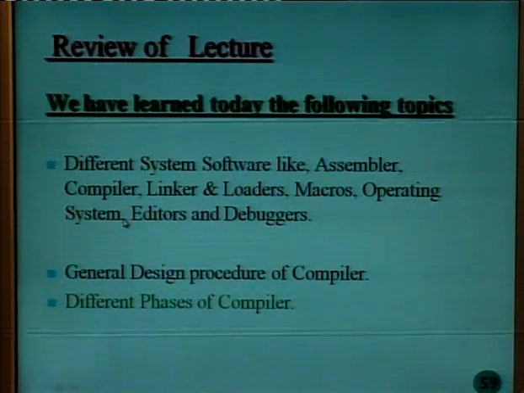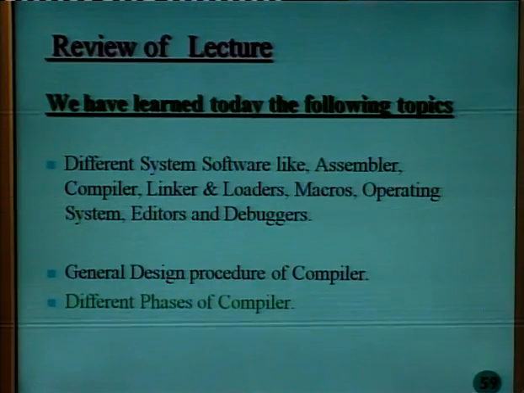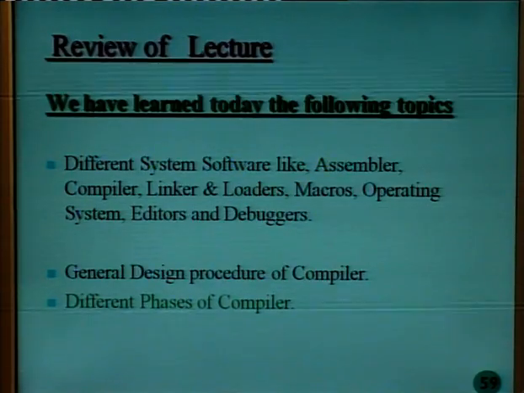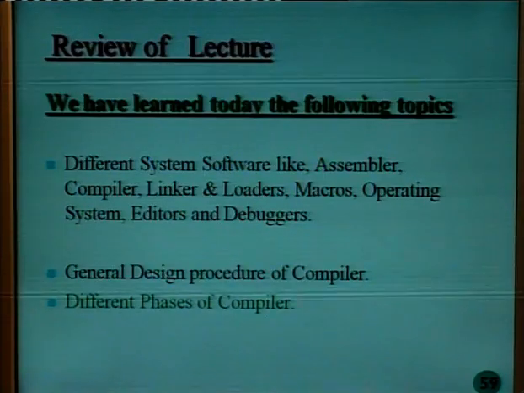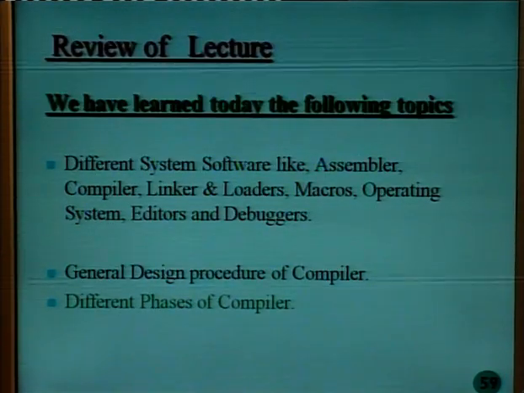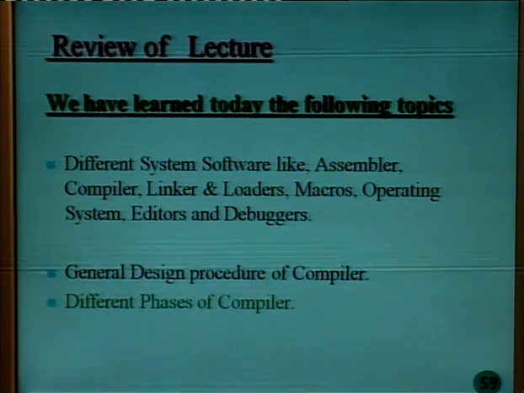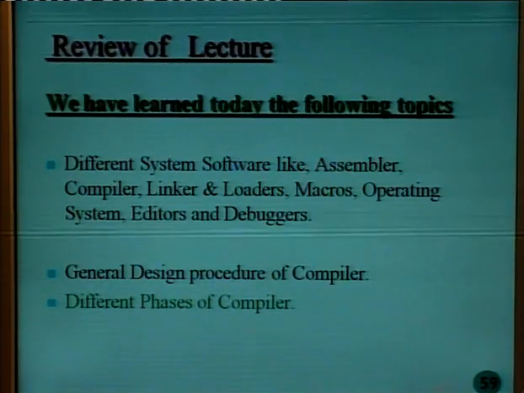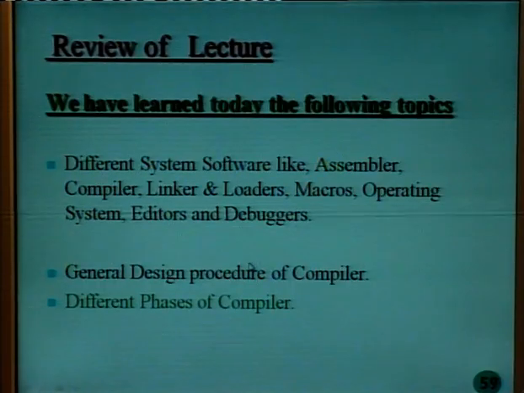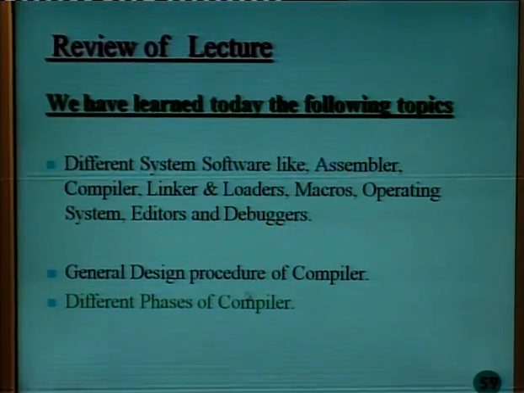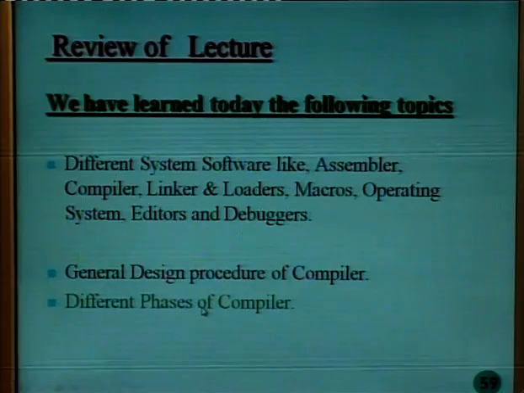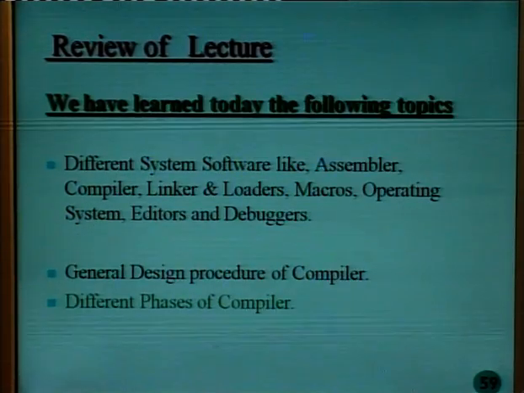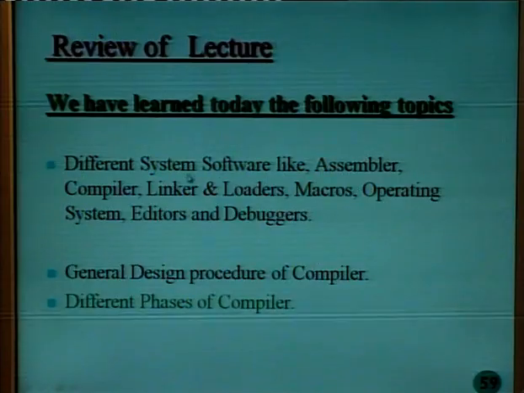So this is the review of today's lecture. Today we have explained different software, system software, and introduced the assembler, compiler, linkers, loader, microprocessor, operating system, editor, debugger, and the different phases of the system program compiler. In the design procedure we discussed the 7 phases of the compiler and the functioning of each of the phases. So this is the review of today's lecture. Any queries? Thank you.